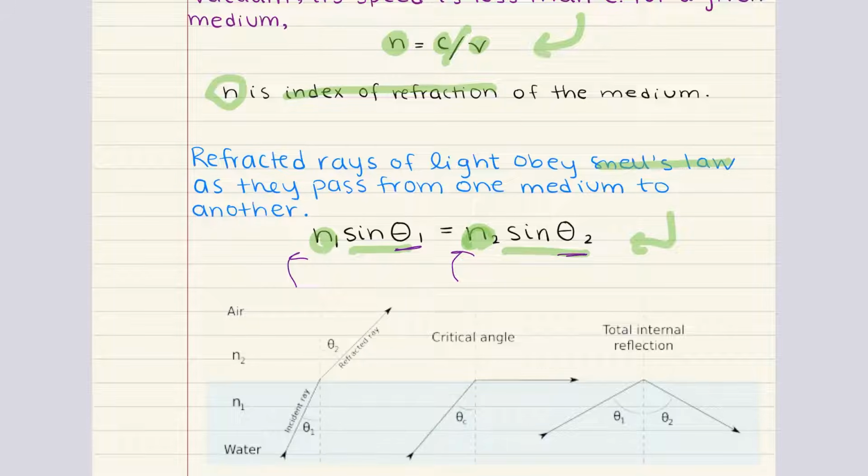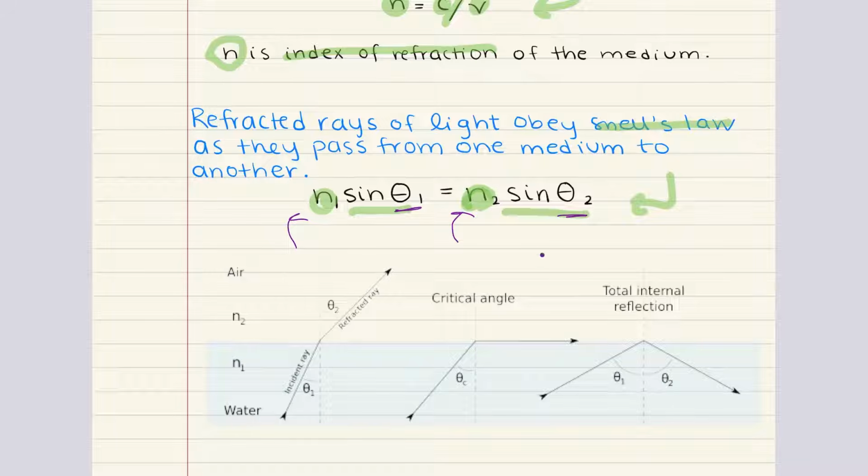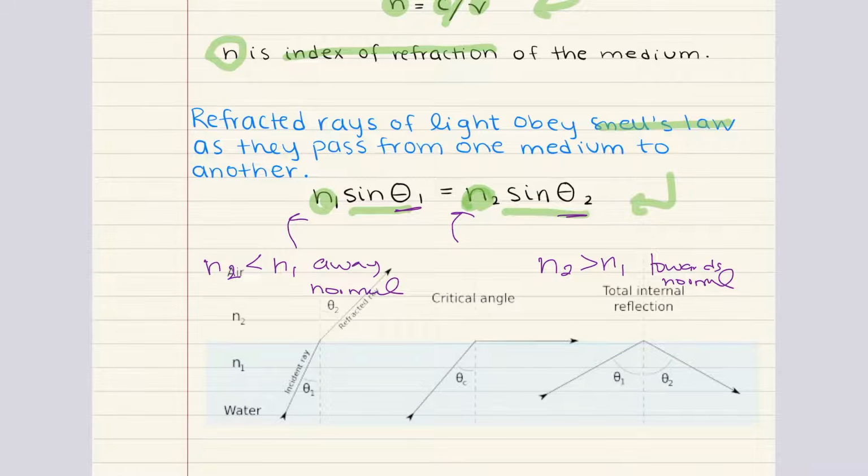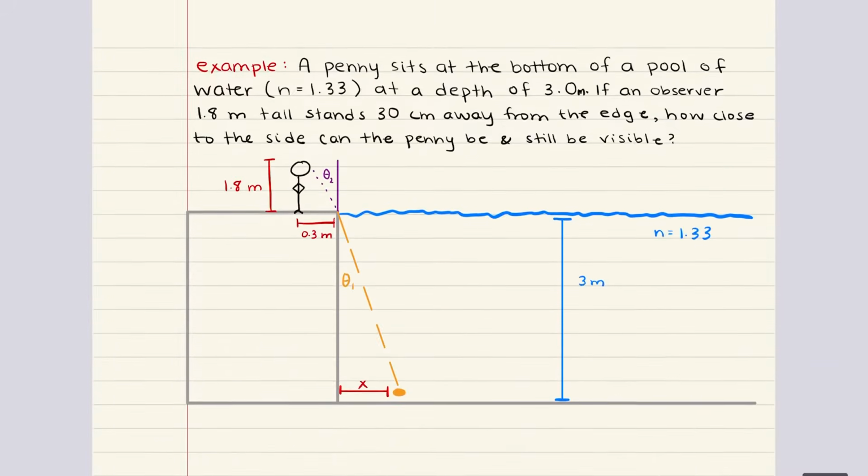According to Snell's law, if light enters a medium with a higher index of refraction, so n2 is greater than n1, then it's going to bend towards the normal. On the other hand, if light travels into a medium where the index of refraction is smaller, so n1 is greater than n2, then the light will bend away from the normal. Keeping that in mind, let's jump into a practice problem.